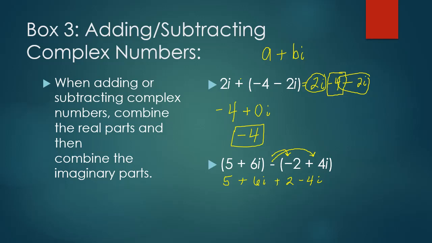I'm going to combine my reals, and my reals are 5 and positive 2. What does 5 and positive 2 make? 7. Combine my imaginaries, I have positive 6i and negative 4i. And what does that make? So my answer is 7 plus 2i.